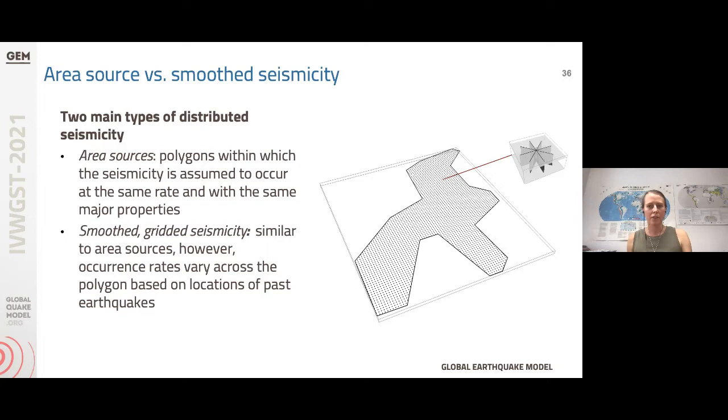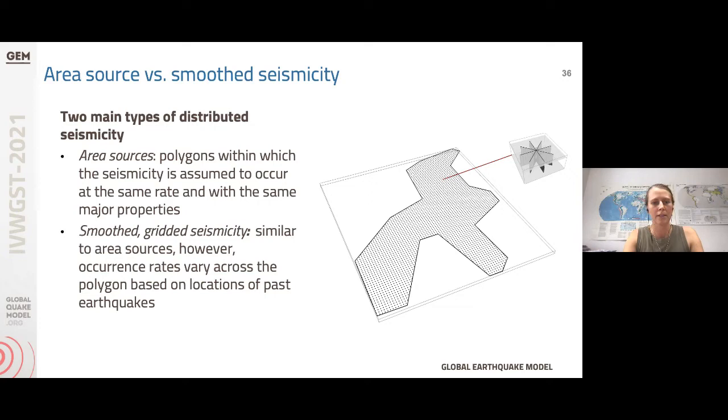So the way that the magnitude frequency distribution is applied to a source can occur in a few different ways, and I'll summarize them into two main types of distributed seismicity. We introduced these yesterday. The first is the area source, and within the polygon that delimits the area source, we assume that the occurrences are uniform across the entire region. The second is smoothed gridded seismicity, in which the occurrence rates are varying based on the location of past earthquakes.